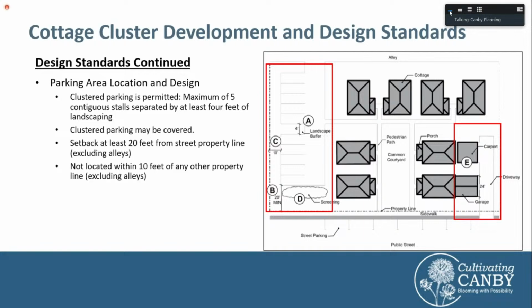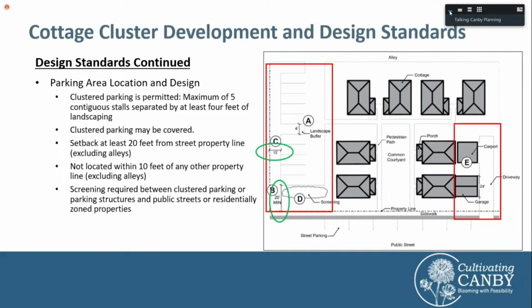We do have requirements for setting back those parking areas. So you can see in this example that we've got that clustered parking 20 feet from that street and 10 feet from the side yard. And then there is a nice little bubbled area representing some screening to screen that parking from the public street. Thought I had a little circle around it, but I don't.